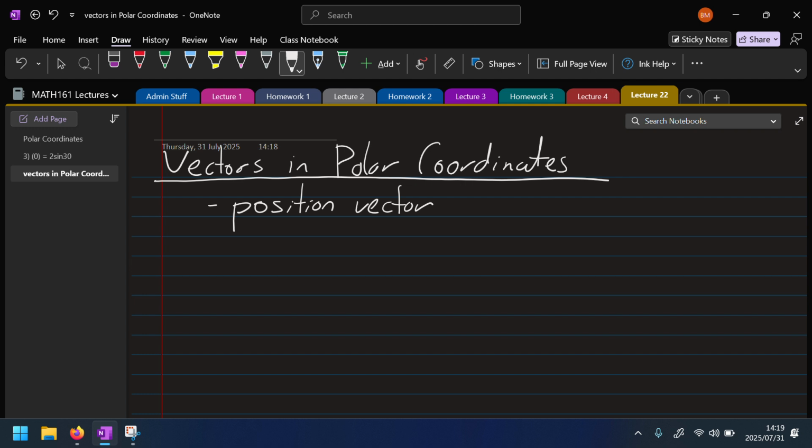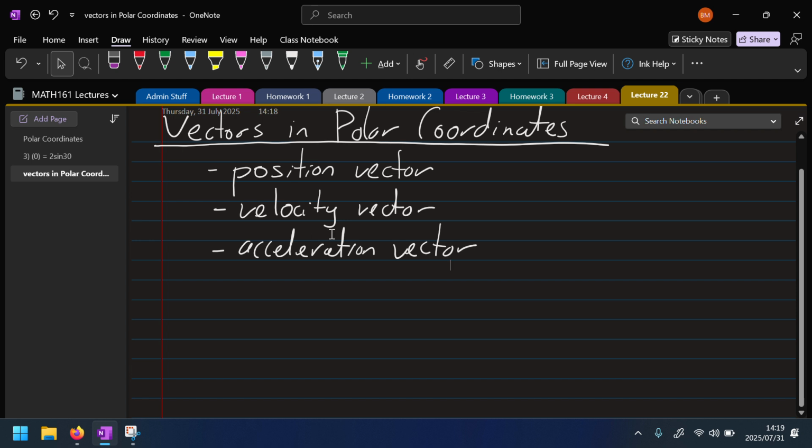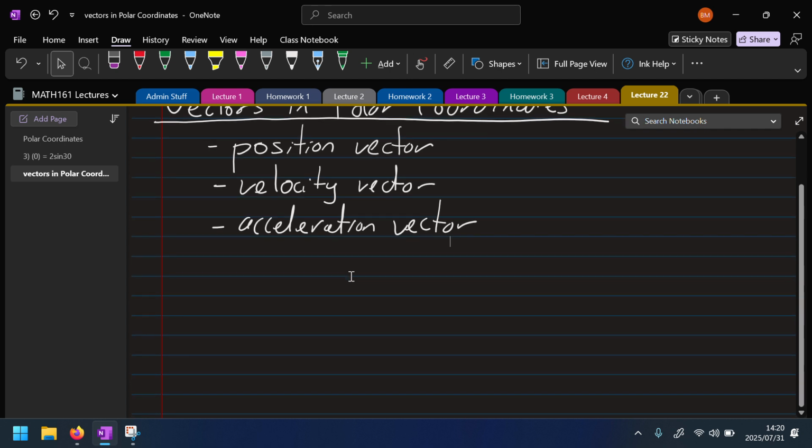Okay, so we know the position vector in Cartesian system, right? x i hat plus y j hat plus z k hat. What does that look like in polar coordinates? Okay, then the velocity vector. And finally, the acceleration vector. Okay, if you understand these three, you can understand all of the vectors in polar coordinates. And we're going to be focusing specifically on these three because that's heavily used in physics and engineering. Okay, so we start out with the position vector.